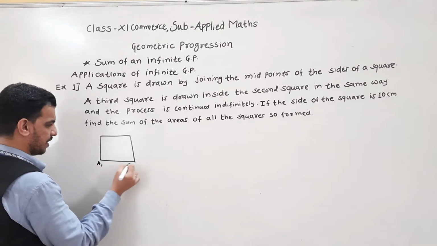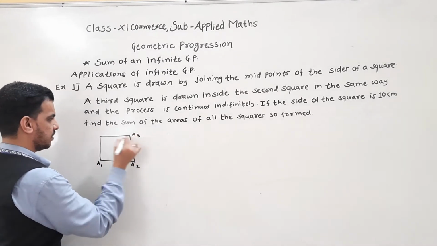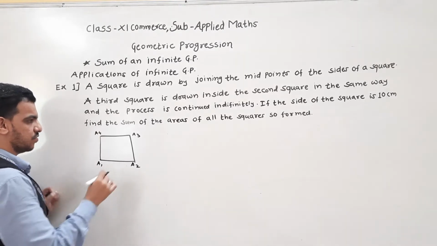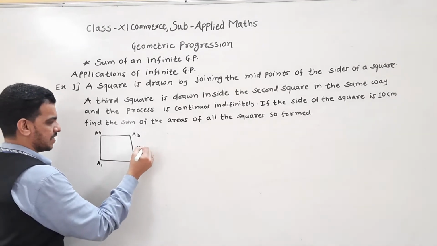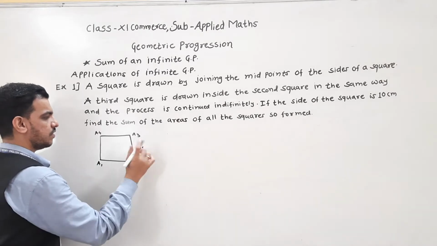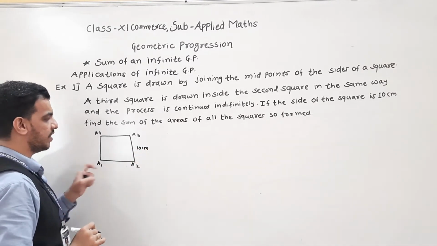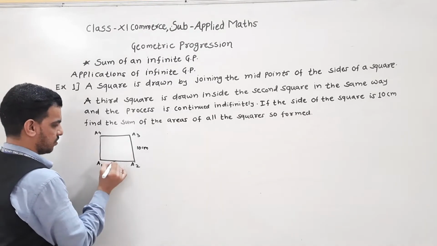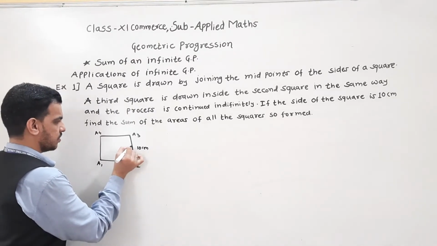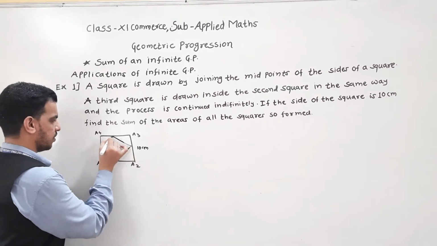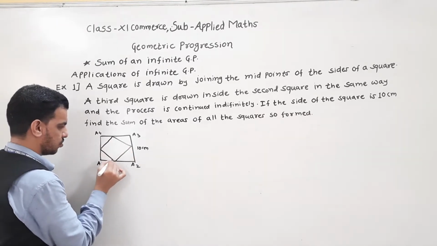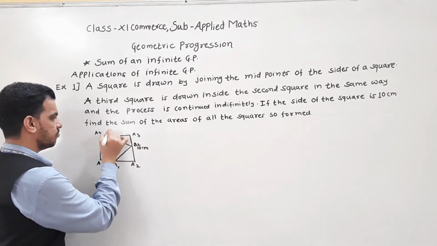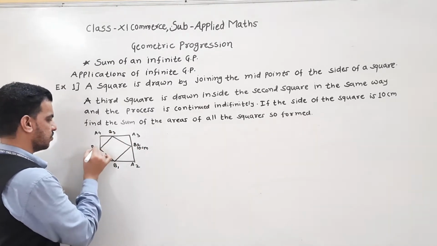Okay, means here first square, suppose this is first square having names A1, A2, A3, A4. So this is first square. Then second square. This is first square having side 10 centimeter. Second square we have to draw by joining the midpoints of the first square. So if we join these midpoints, this is second square. So we are giving name here B1, B2, B3, B4.